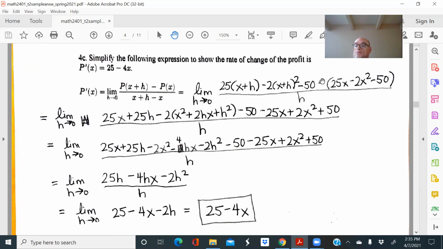Notice I've grouped this p of x in parentheses behind the minus sign. So be careful that you do that so you don't make a sign mistake. This minus sign is the same as this minus sign. And p of x, since that has 3 terms in it, I have to put those 3 terms in parentheses: 25x minus 2x squared minus 50. And then eventually we're going to compute the limit of this quotient as h approaches 0. But we're a long ways from doing that yet.